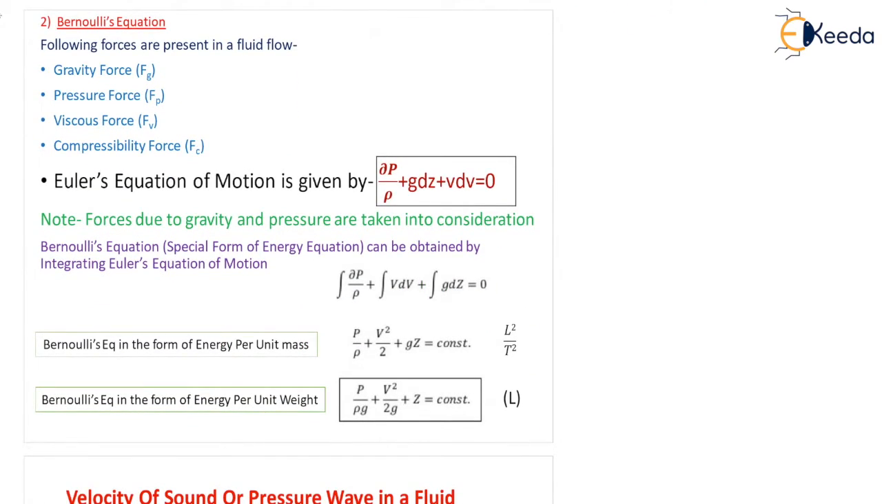Bernoulli's equation. You know what the forces present in a fluid flow are. The important forces present in a fluid flow are gravity force Fg, pressure force Fp, viscous force Fv, and compressive force Fc. All the forces have the same unit of Newton, correct? Newton is the unit for all the forces. So Euler's equation of motion is given by dP by rho plus g dz plus v dv equal to 0. In this equation of Euler's, actually forces due to gravity and pressure are taken into consideration.